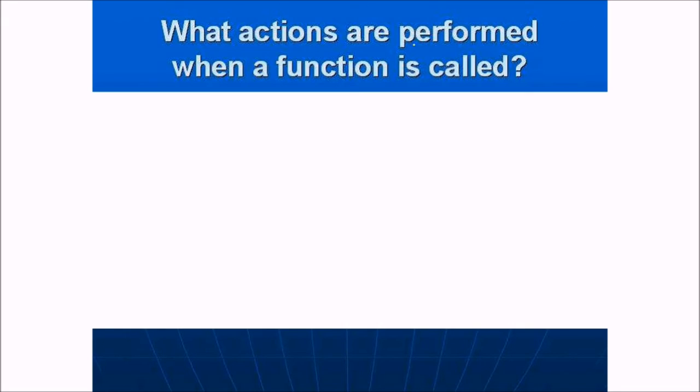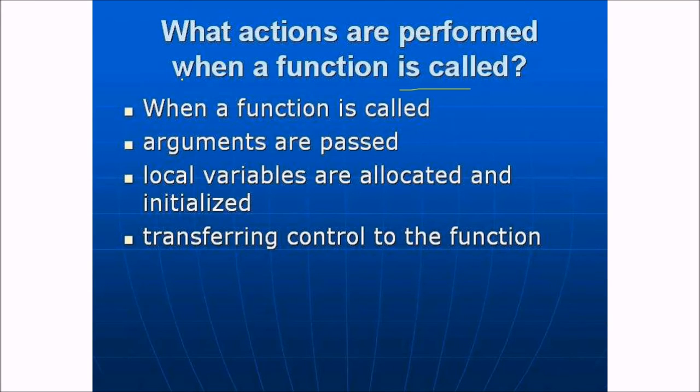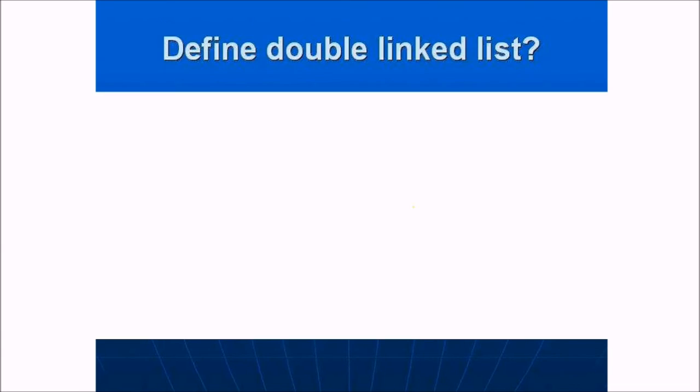What actions are performed when a function is called? First, when a function is called, the arguments are passed. You pass the actual parameters to the formal parameters which were defined when the function was written. When the function is written, it does not contain any value; it is just a formal value. The actual value will be passed only when the function is called, and local variables are allocated and initialized, and the transfer of control to the function is done.